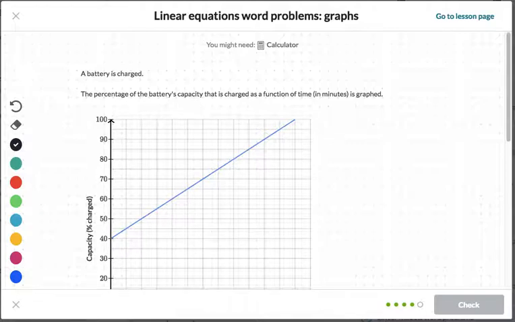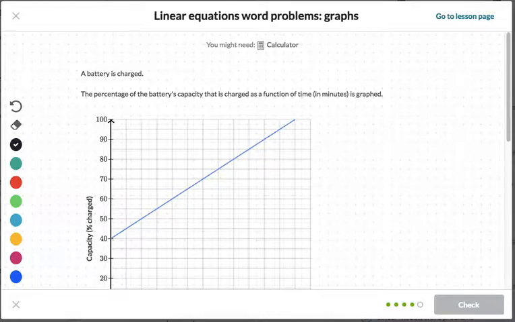So these are not overly challenging questions. Yes, they're word problems, but they're word problems assisted by graphs. So a lot of the time you can get away with just reading the graph. In this case, the battery is charged. The percentage of the battery's capacity that is charged as a function of time in minutes is graphed.